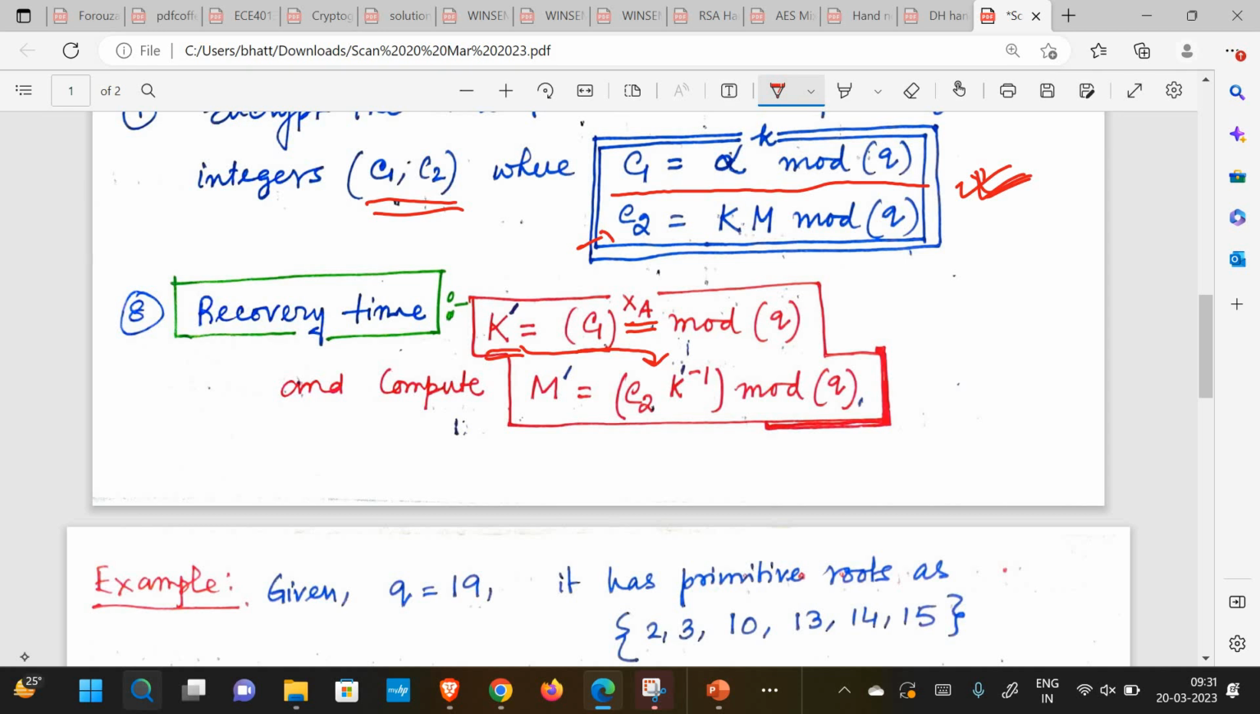Alright? Now this K prime is used over here in terms of its inverse. You have to take the multiplicative inverse of K prime. So that inverse is shown over here, and the C2 gets multiplied. The C2 is over here, so that gets multiplied over here. And finally this M prime should be equal to M.